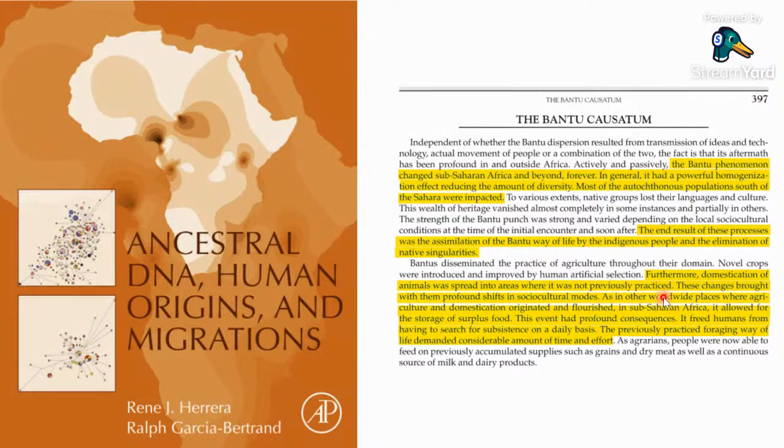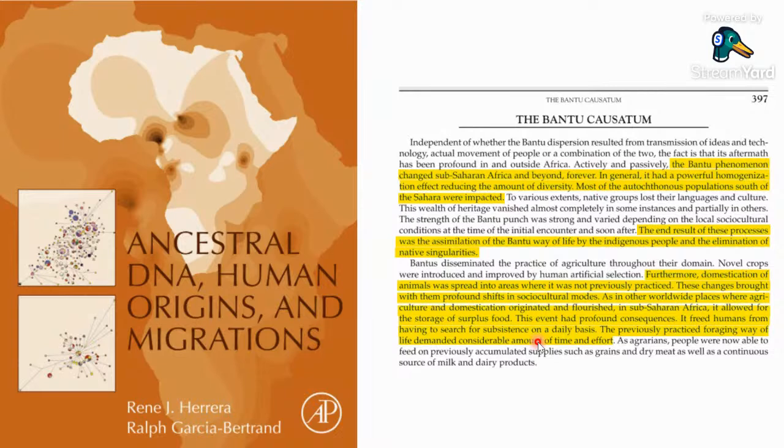These changes brought with them profound shifts in social culture modes, as in other world places where agriculture and domestication originated and flourished. In sub-Saharan Africa, it allowed for the storage of surplus food. This event had profound consequences. It freed humans from having to search for sustenance on a daily basis, all right? The previously practiced foraging way of life demanded considerable amounts of time and effort. As agrarian peoples, we were now able to feed on previously accumulated supplies such as grains and dry meat, as well as continuous sources of milk and dairy products, all right?